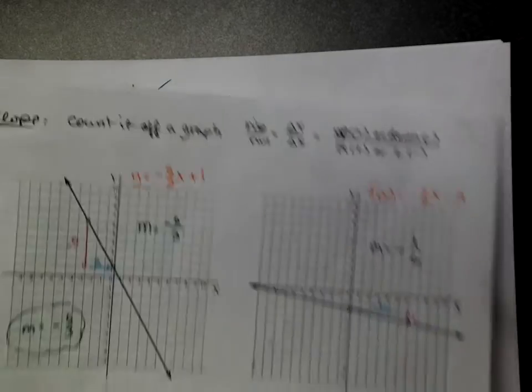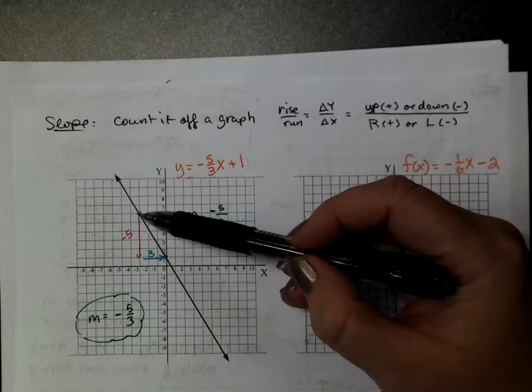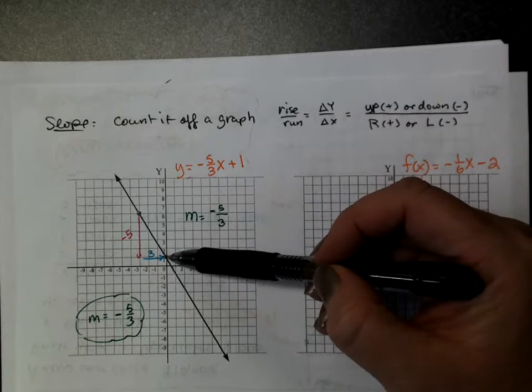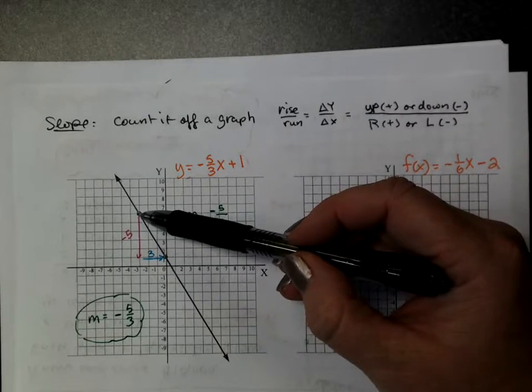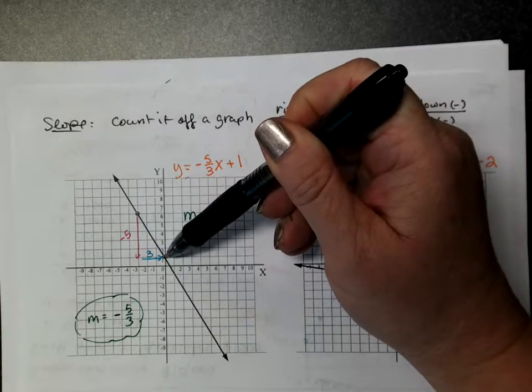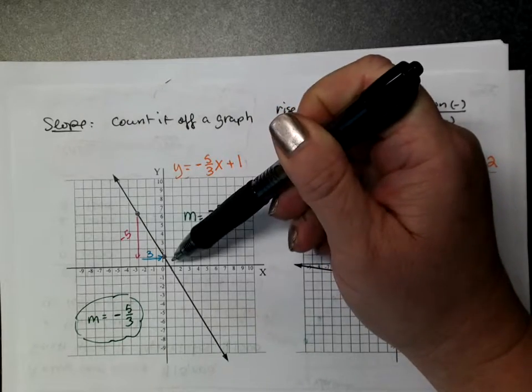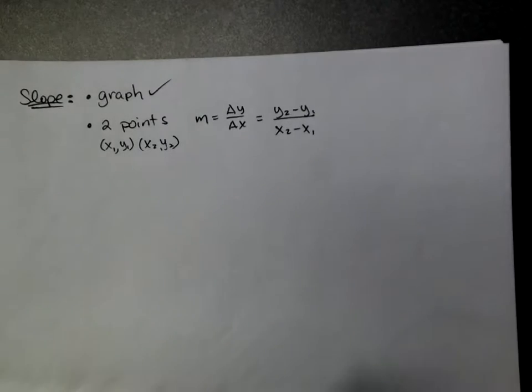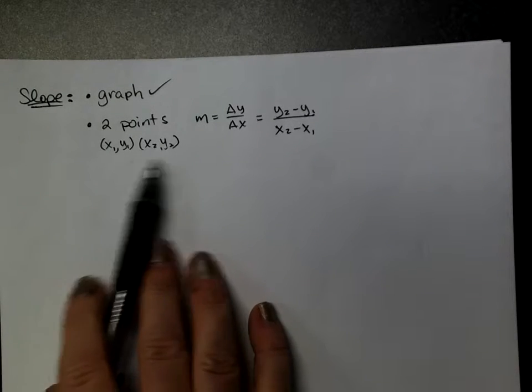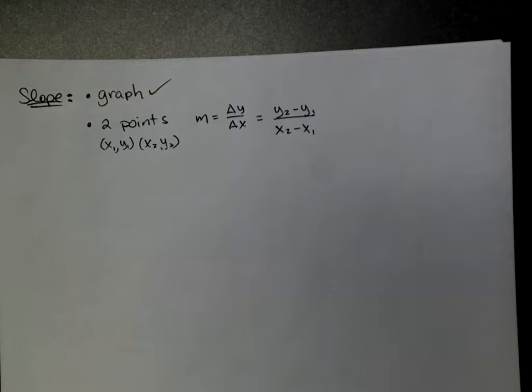What we just did here, remember, it didn't matter if we counted down and to the right or if we counted up and to the left. It doesn't matter whether this is point 1 and this is point 2 or vice versa. It's the same slope everywhere. Okay? And that's the same if you're not given a graph, but you're given 2 points. It doesn't matter which is 1 and which is 2.